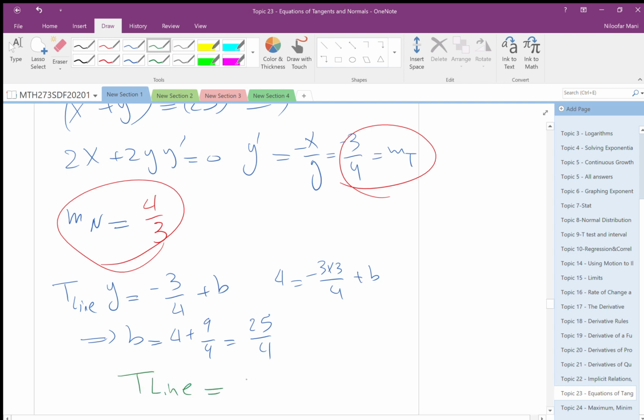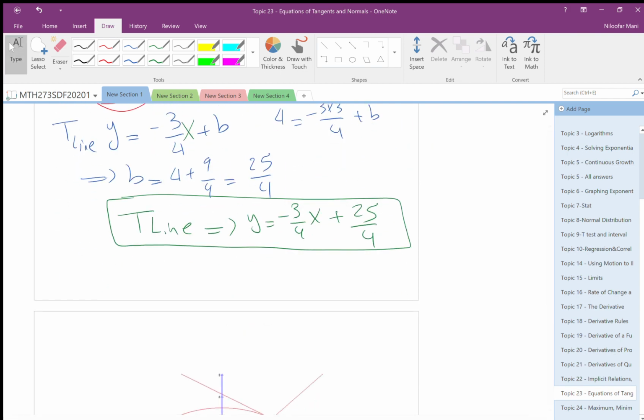So I can write the tangent line equation: y equals minus 3 over 4 x, sorry, here I have to put x, minus 3 over 4 x plus 25 over 4. Okay, this is the tangent line.